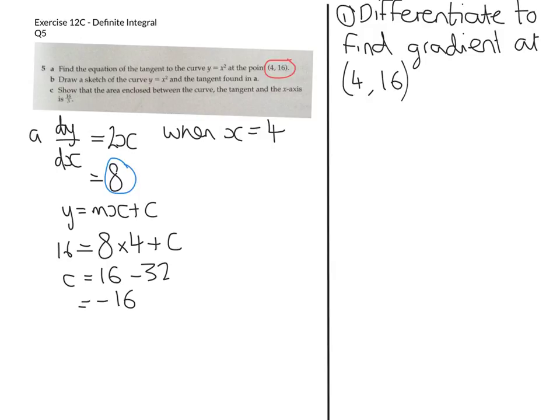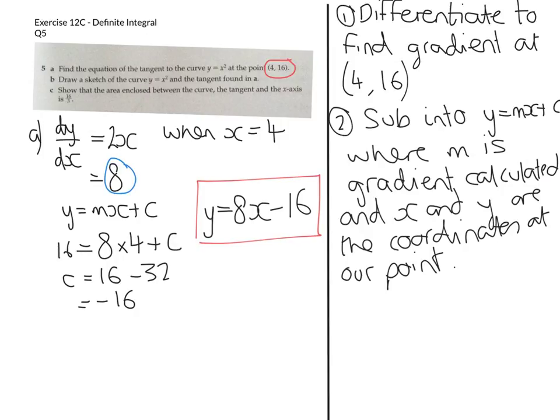Therefore, we're answering part A here. Make sure you label it A. So the equation of our straight line, if we put all that together, is y equals 8x minus 16.